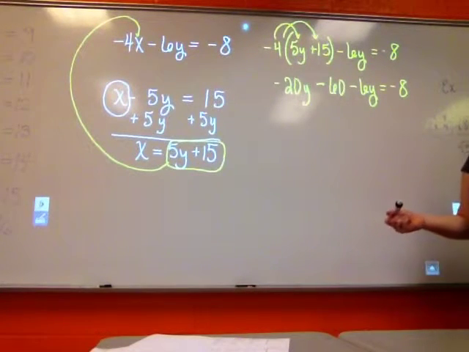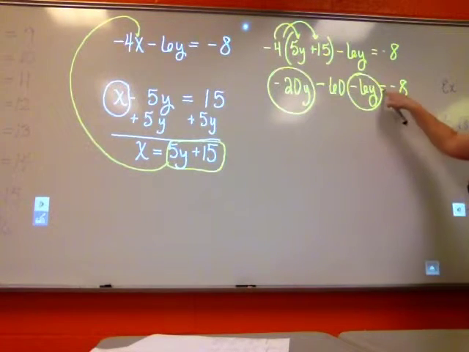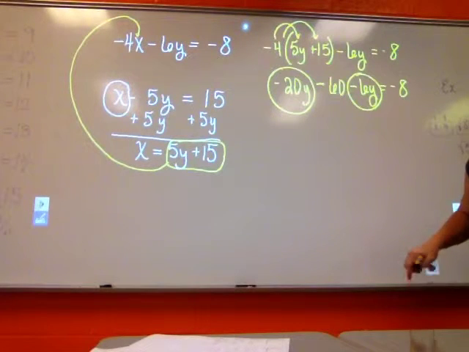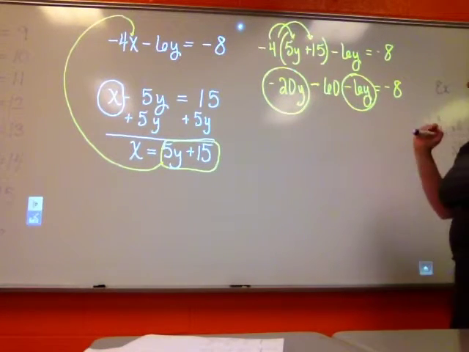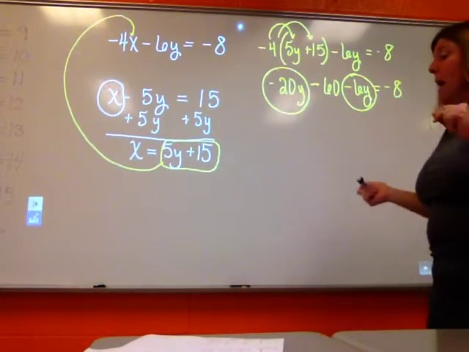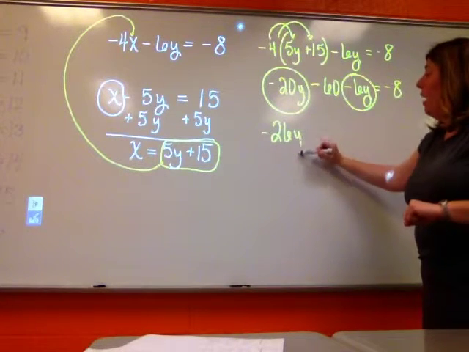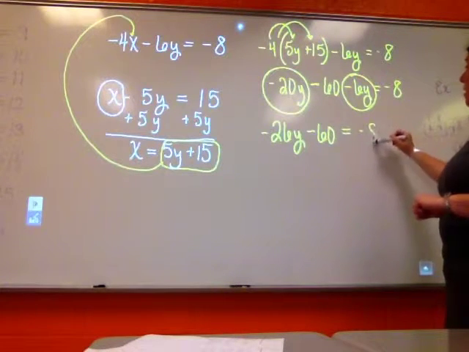Now, I look for my y's. Here's a negative 20y. Here's a negative 6y. And they're on the same side. So I don't have to inverse my operations. I can simply put them together. And a negative 20 minus 6 is a negative 26y minus 60 equals negative 8.